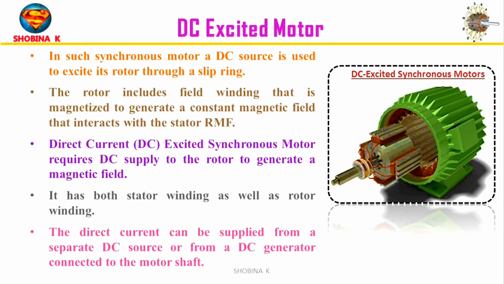The direct current can be supplied from a separate DC source or a DC generator connected to the motor shaft. They can have either cylindrical rotors or salient pole rotors. And it is not self-starting and needs damper windings to start. Initially they start as an induction motor and later attain the synchronous speed.